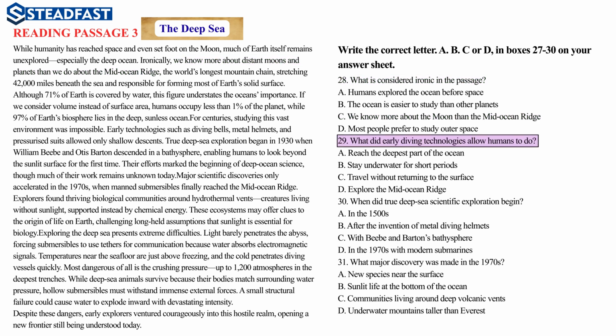What did early diving technology allow humans to do? In paragraph 2, early technologies like diving belts, metal helmets, and pressurized suits allowed only shallow descents. This means they could go down, but not far and not for long. Among the choices, stay underwater for short periods best reflects those limits. So the answer here is option B.